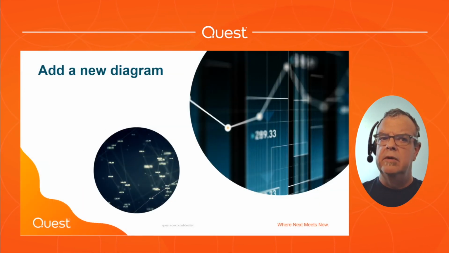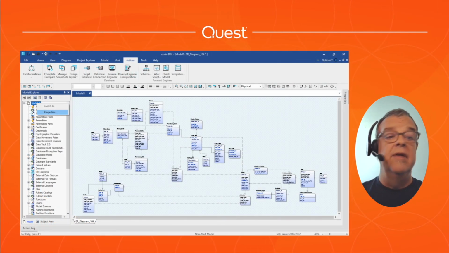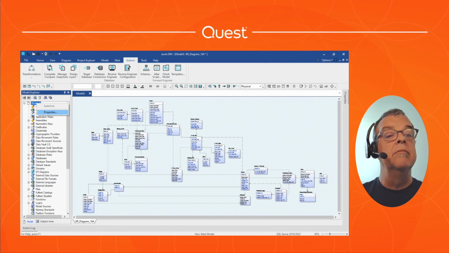Okay, now we've got our model. We have one diagram. We just took a closer look at what is in there. Now we're going to add a new diagram, and you can probably guess what kind of diagram it is. That's right, it's going to be an entity relationship diagram.